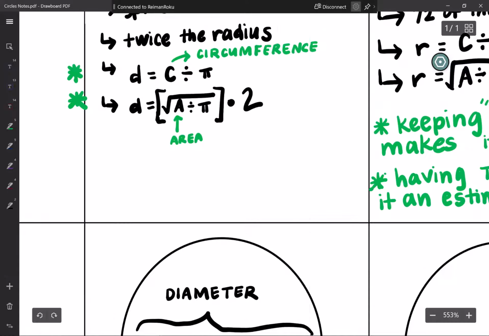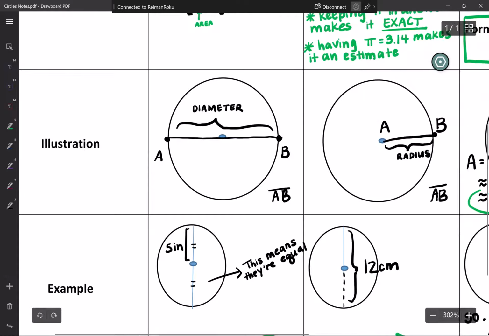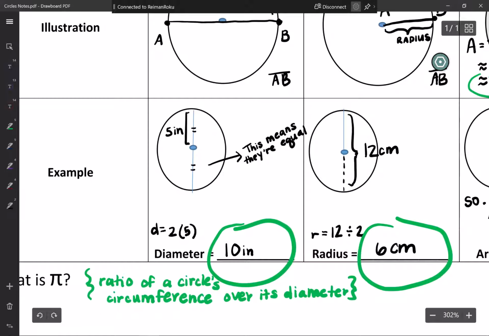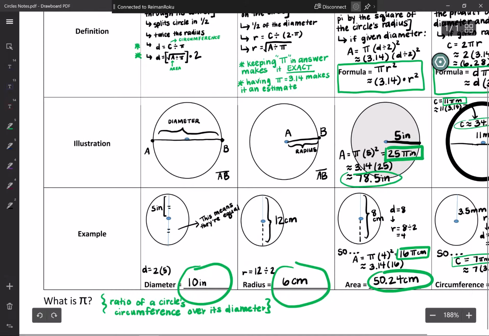Similarly, let's say a problem gives you a circle's area. What you're going to do first is divide the area by pi, and then find the square root of that number. Once you find the square root, you multiply it by 2 to give you the diameter. Okay, so here's the image of the diameter. I give you an example of how to get the diameter if you're given the radius. And most of the time, this is the kind of calculation you'll need to find the diameter.